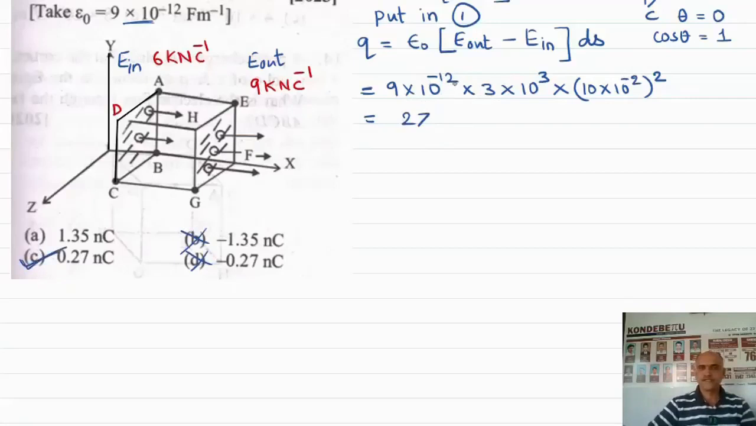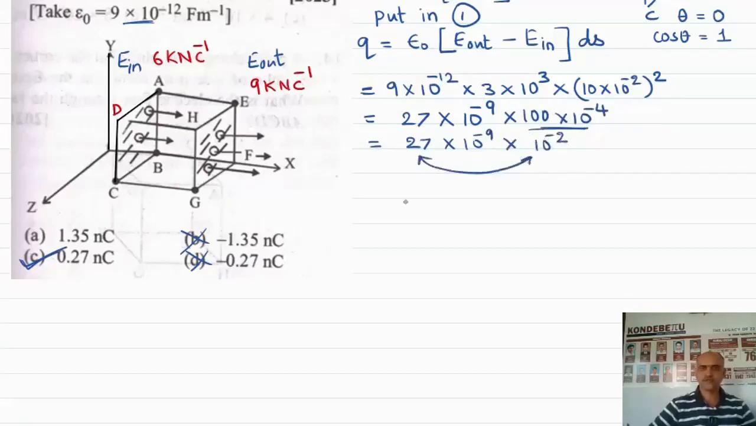9 into 3 is 27. In 12, 3 goes, you will have 10 raised to minus 9. Then if you simplify this, 10 into 10 raised to minus 2 means 10 square is 100 into 10 raised to minus 4. So this is equal to 27 into 10 raised to minus 9 into, if I simplify this, it is 10 raised to minus 2. If you take these two, 27 into 10 raised to minus 2 means 0.27. 10 raised to minus 9 means nano coulomb.